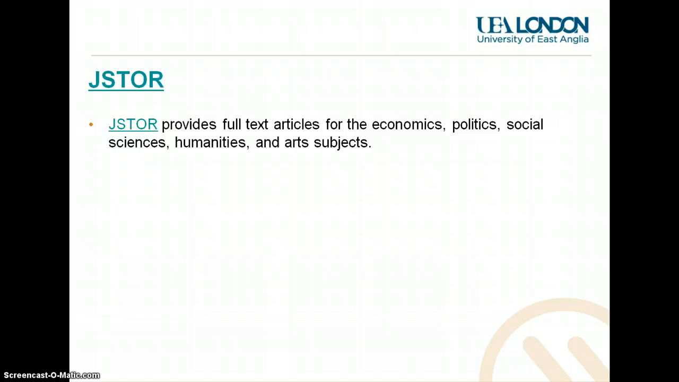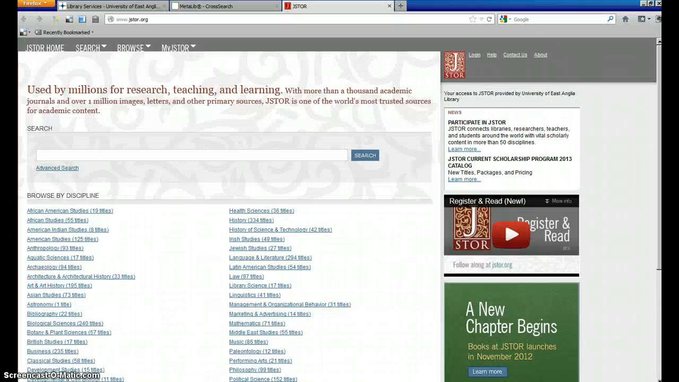We're going to look at two databases today. The first one is JSTOR. JSTOR provides full-text articles for the economics, politics, social sciences, humanities and arts subjects. JSTOR defaults to the basic search page. The first thing we need to do is to click Advanced Search.